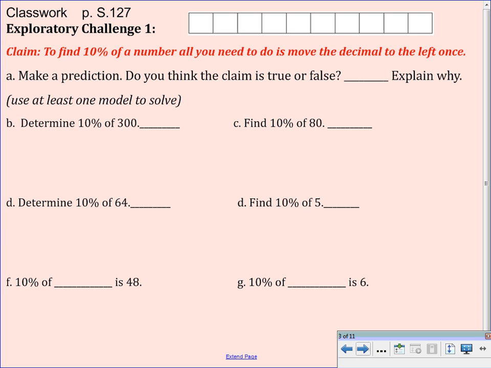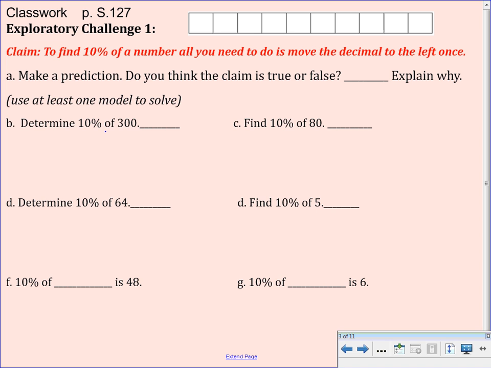Now we have several examples that we're going to solve together to see if we can prove this statement true or to disprove it, to say that the statement is false. Now the directions said that for at least one of them, we need to use a model to solve it. So let's take a look at choice B.